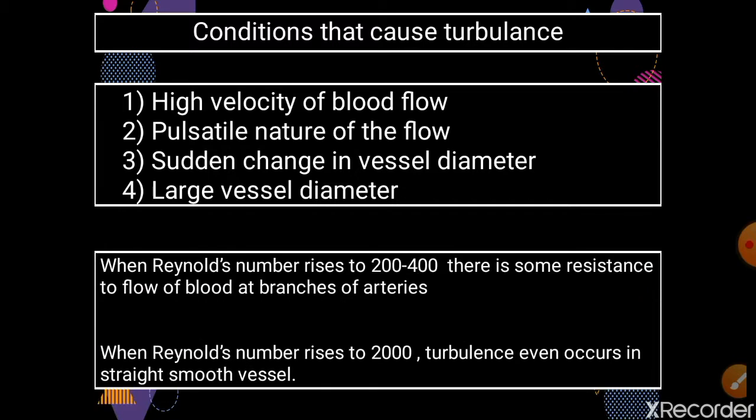When the Reynolds number is 200 to 400, there is no turbulence within the straight blood vessel, but some turbulence might be experienced at the branches of the arteries. But when this number rises to 2000, turbulence may even occur within a straight, smooth blood vessel. Here we have completed the study of blood flow. Now let's move on to resistance.